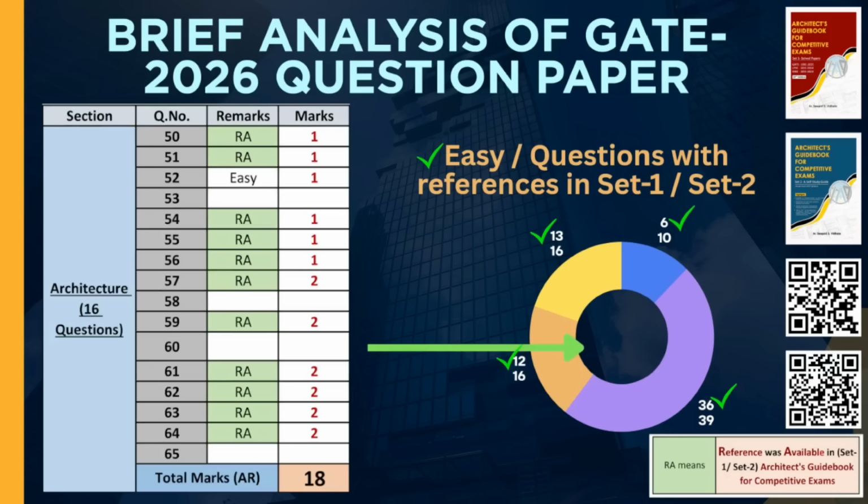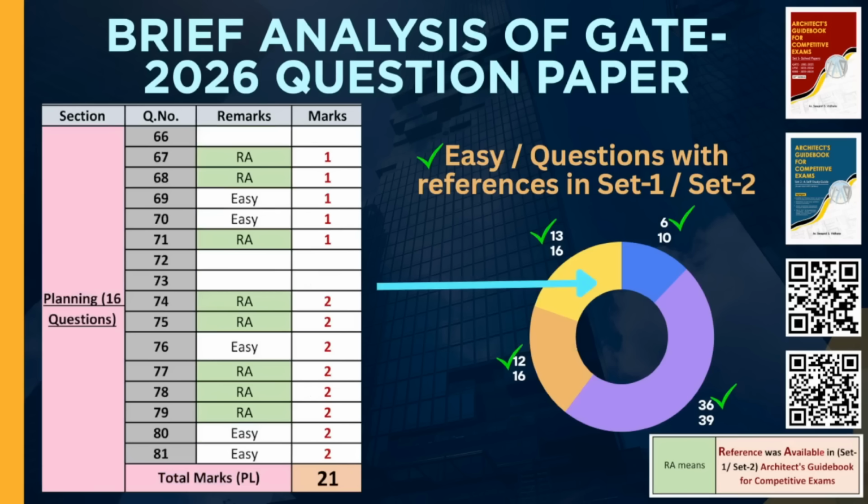When coming to the architecture part, that is part B1, out of 16 questions, as I said, 12 questions were having the references in the architect's guidebook, and one question was very easy to answer. So the candidate could have easily achieved 18 marks in this section. I have just done the total of these marks, which I have written in the last column in the marks section. Then the last one, the planning section, part B2, out of 16 questions, 13 questions were having their references in the architect's guidebook, right?